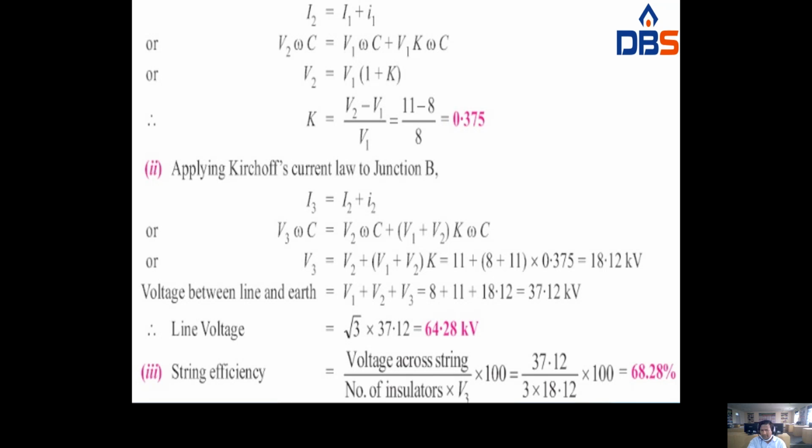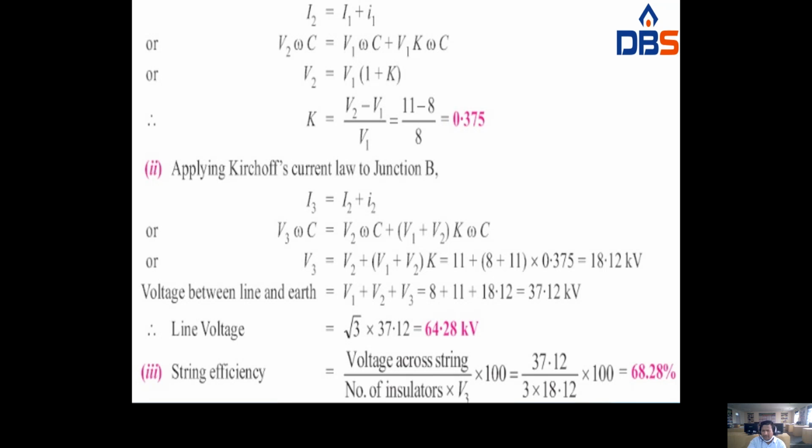Suppose we have to remember this equation. V2 is equal to V1 into 1 plus K. Directly we have to put, there is no problem. Suppose they are given 3 discs and V2 is equal to V1 into 1 plus K directly. We know the V2 value, we know the V1 value. Therefore K is equal to V2 minus V1 by V1. That is V2 11 minus 8 by 8, that is 0.375.